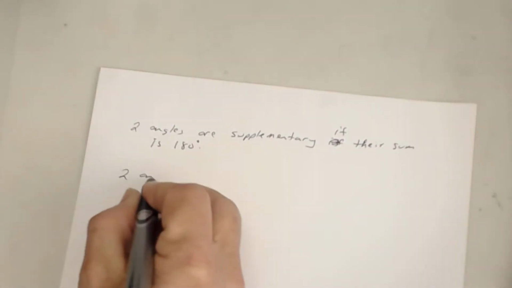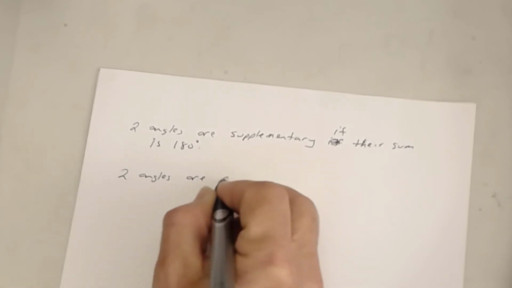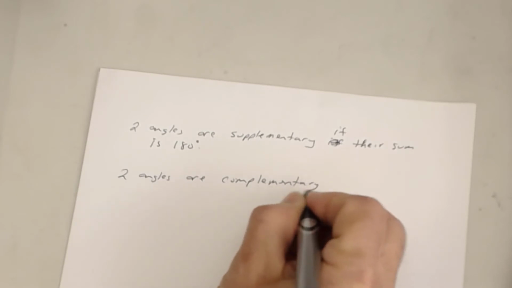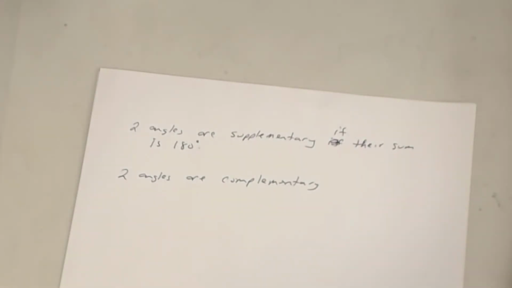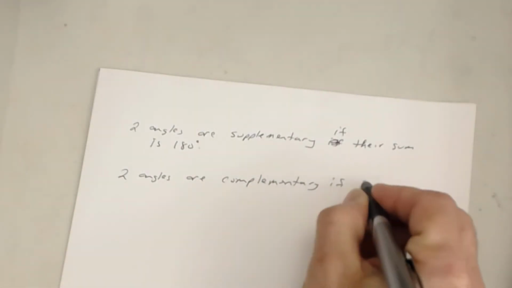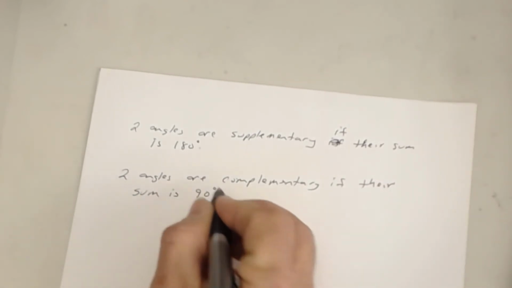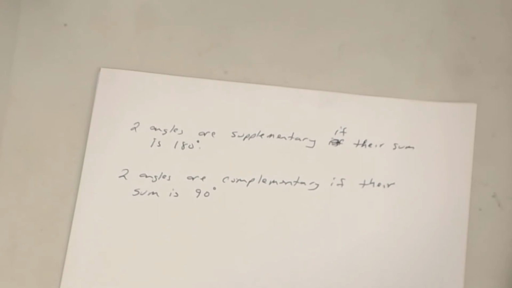Two angles are complementary. C-O-M-P-L-E. Now, it's not complement as in I complimented you. That's C-O-M-P-L-I. This is complementary. Two angles are complementary if their sum is 90 degrees. So two angles are complementary if their sum is 90 degrees.